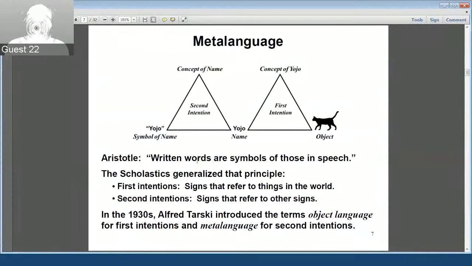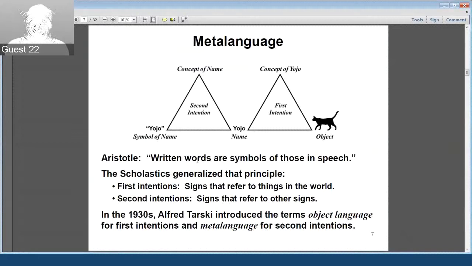Here's another point that these scholastics developed, and that is metalanguage. They talked about first intentions, which are relations between your signs and the thing itself, the object. So the right-hand triangle is a first intentional triangle, where the name Yojo refers to the object, which is some cat, and then at the top is the concept of Yojo. And the second intentions are language about language, and they emphasized that all of science is metalanguage. They did not use the word metalanguage. They used the term second intentional, and it was Tarski who used the prefix meta.